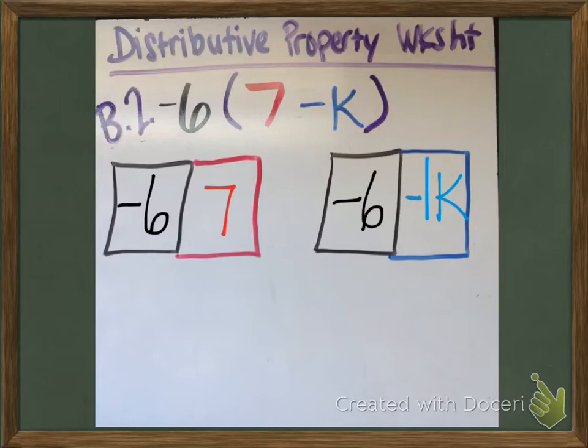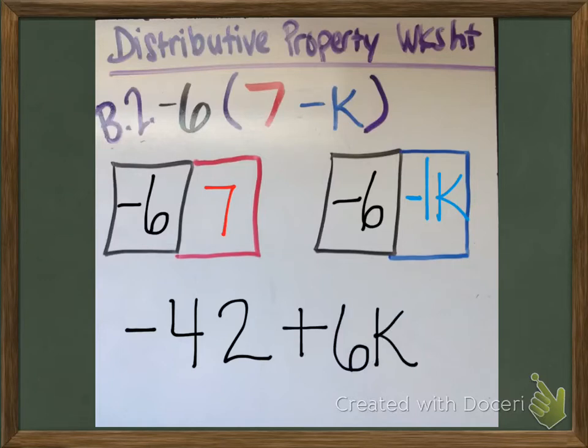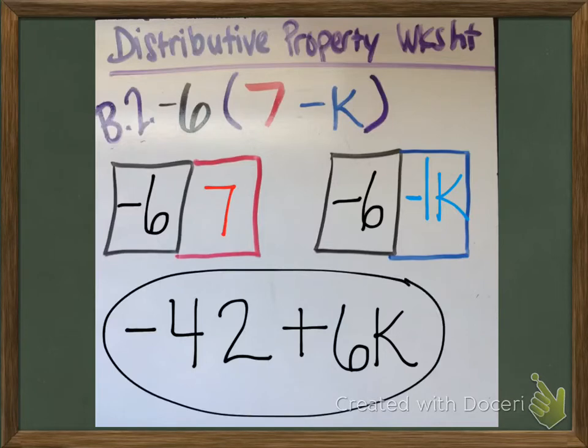Now solve it. A negative 6 times a positive 7, negative times a positive makes it a negative. 6 times 7 is 42. Then you have a negative 6 times a negative 1k. A negative times a negative is a positive. 6 times 1 is 6, and bring down your k. Your answer is negative 42 plus 6k.